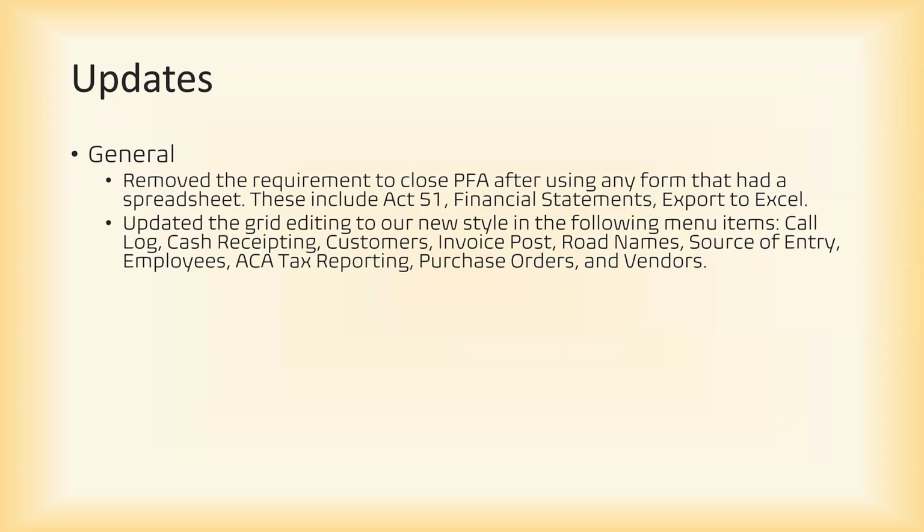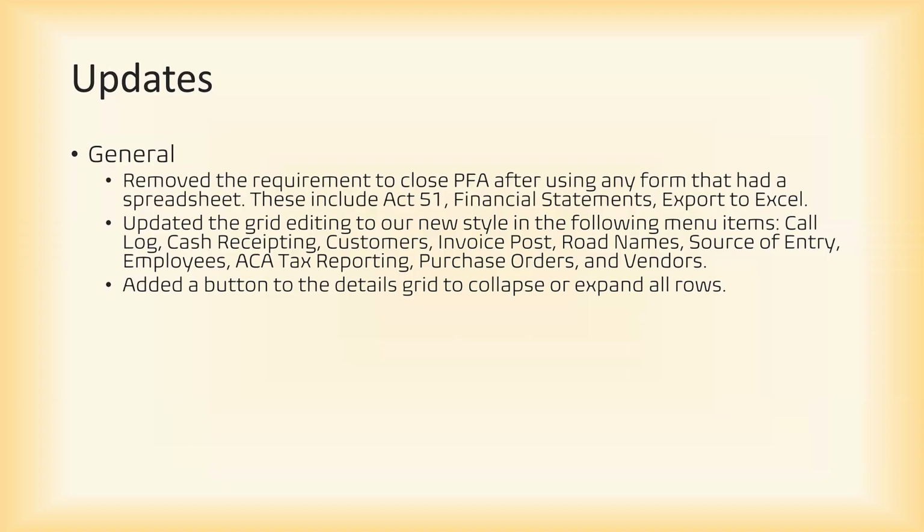We've updated the grid editing to our new style in the following menu items: the call log, cash receipting, customers, invoice post, road names, source of entry, employees, ACA reporting, and purchase orders and vendors. So we have some places where we did that inline editing. You'll see that. I'm going to show that a little bit when we get to the show and tell. I'm just going to cover what's going on first, and then we'll get to seeing it. We added a button to the details grid to collapse or expand all the rows.